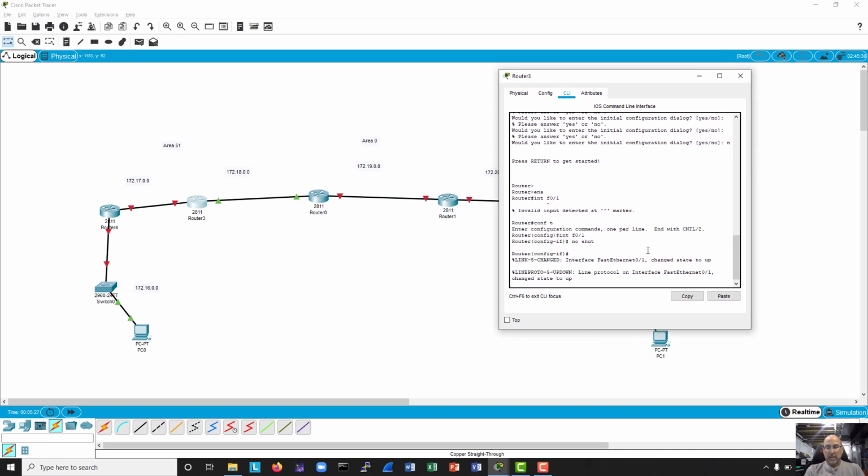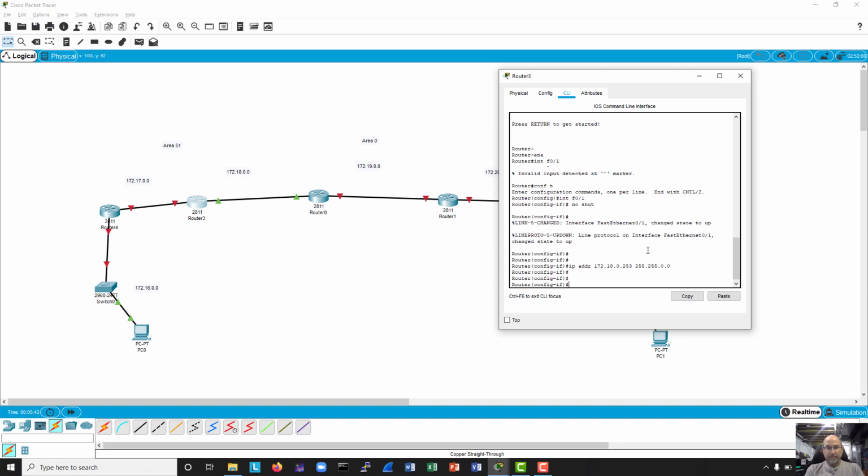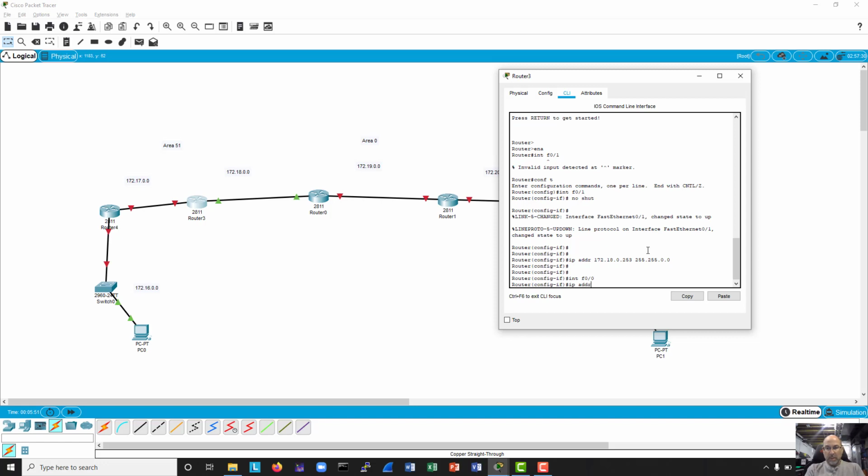So this will be 18. So we'll do 253s and 254s throughout. So IP address 172.18.0.253 255.255.0.0. We're going to use some /16s here. And then we'll go to int f0/0. And that'll be IP address 172.17.0.254.